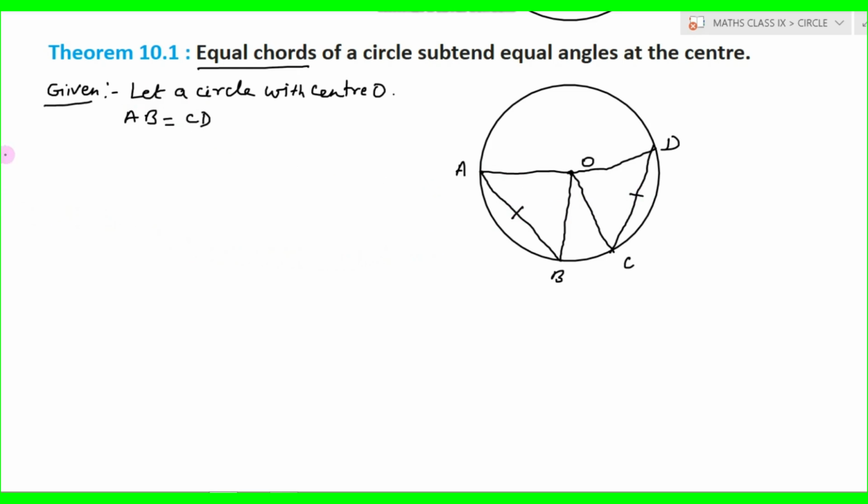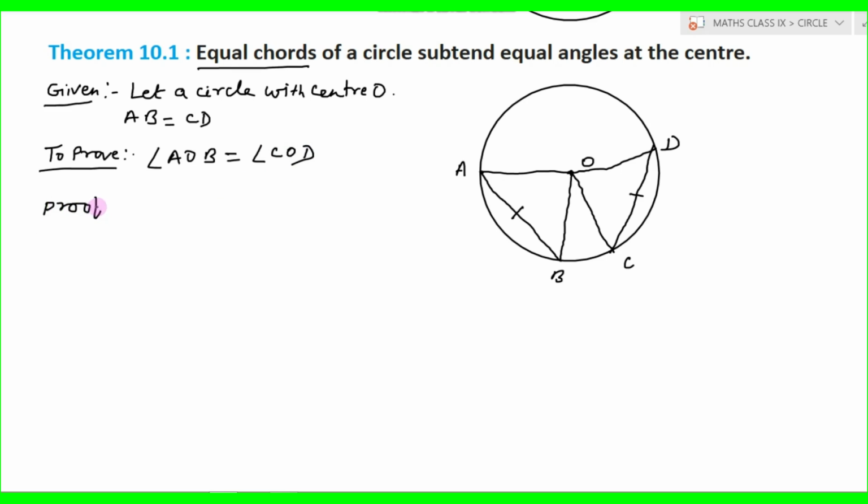Now what you have to prove, the second step in a theorem, is To Prove. Here we have to prove that the angle subtended by chord AB at the center, angle AOB, is equal to the angle subtended by chord CD at the center O, angle COD. Okay, and the next step is the proof.